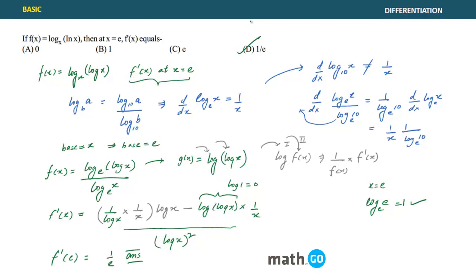This is the question that I have taken; this one is basically for your basic part, that is how you apply the quotient rule, how you solve the log x part. Keep in mind that you always have to take base e. That is why we say derivative of ln x, not derivative of log x. So derivative of ln x is nothing but 1 by x. Keep this in mind, not of log x with base 10. Okay, let's move forward.